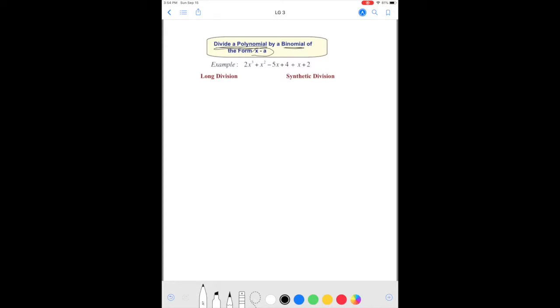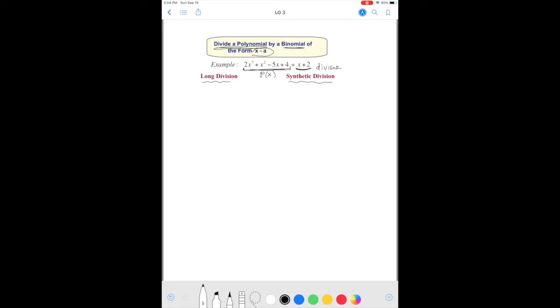All right, so let's look at some examples here. The first thing we have is the polynomial, and this is the divisor. So we say this is like p of x, the polynomial, and this is the divisor. There are two ways to do it, long division and synthetic division. I'm going to show you both ways, and then throughout the learning guide, you can choose which method you want. Okay, long division.